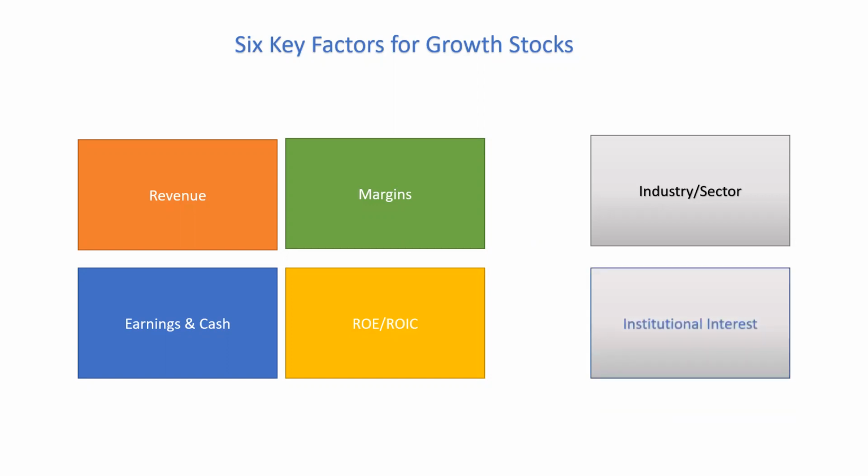And the final one is institutional interest, since it does take big money to move stocks and the stock prices, especially as the price and the capitalization goes up. And you definitely want to see this stock that you're looking at has some level of institutional interest in it. So these are the 6 factors that you want to look for when evaluating whether a growth stock is of interest for you.